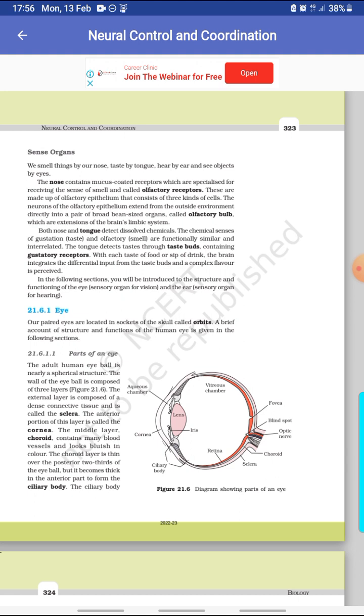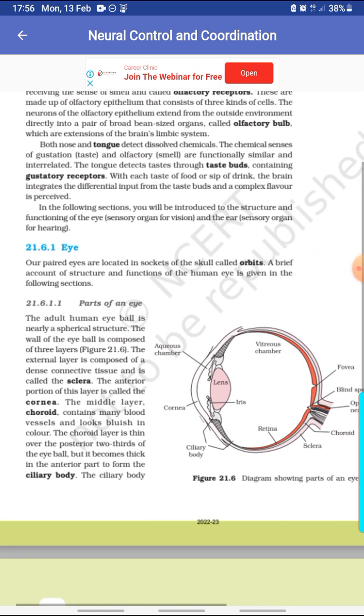In the following sections, you will be introduced to the structure and functioning of the eye, or the sensory organ for vision, and the ear, the sensory organ for hearing. Eye. Our paired eyes are located in sockets of the skull called orbits.